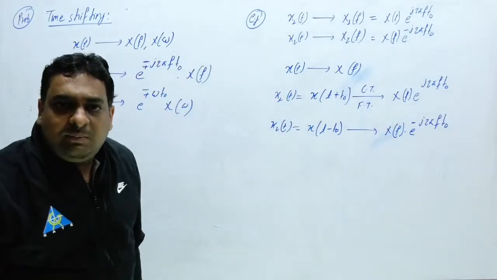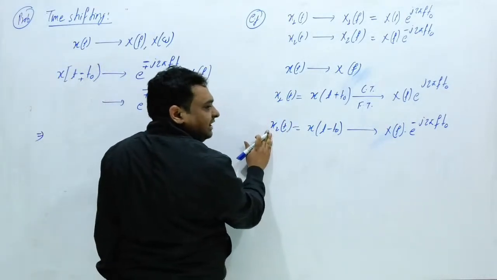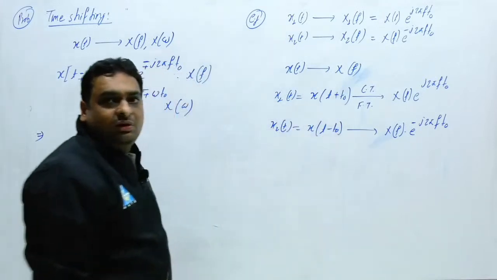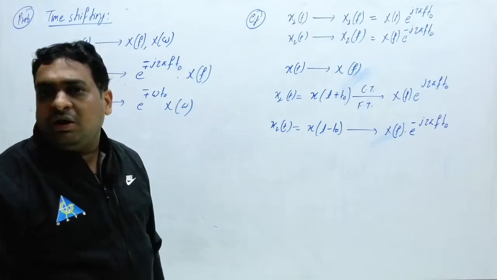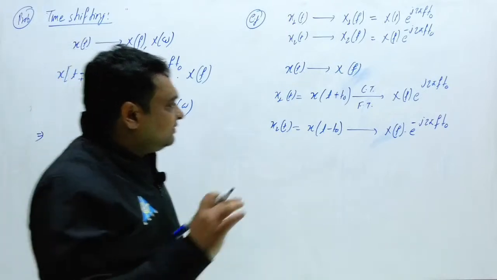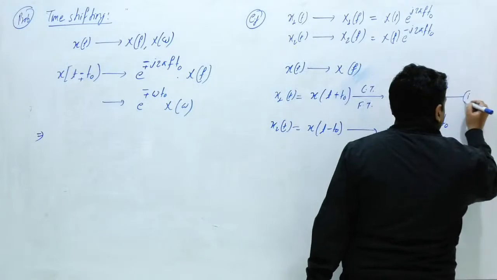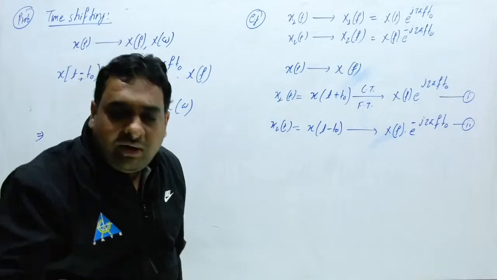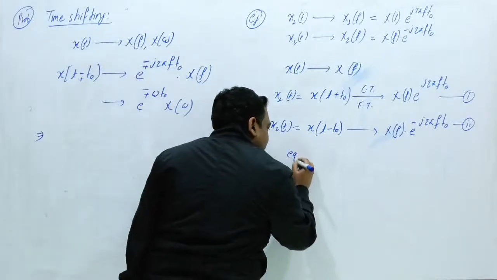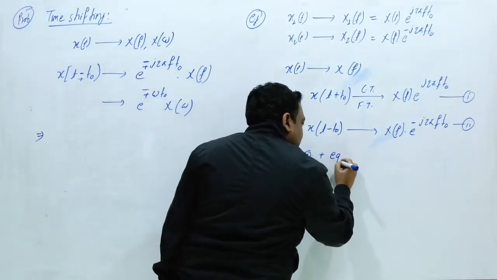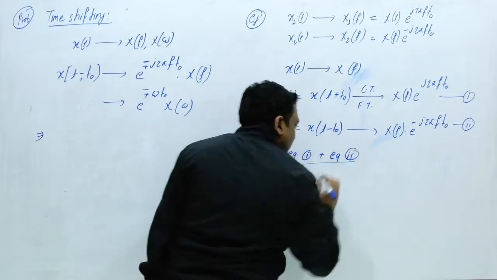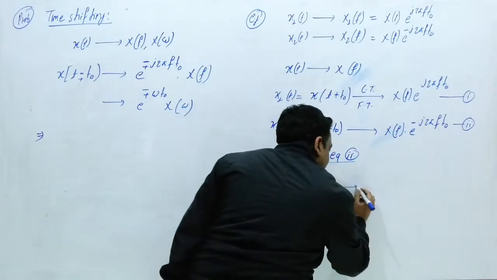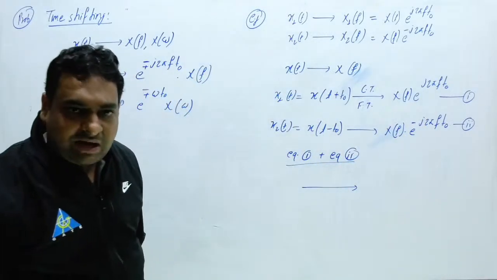So now I have assumed two signals x1(t) and x2(t). First signal is x(t plus t0), second signal is x(t minus t0), and Fourier transform you have already found out. Now what I want to tell you, if this is equation number 1 and if this is equation number 2, so if I will add both the equations, equation 1 plus equation 2, what result you will get? Can I apply linearity property? Yes, we can apply linearity property.